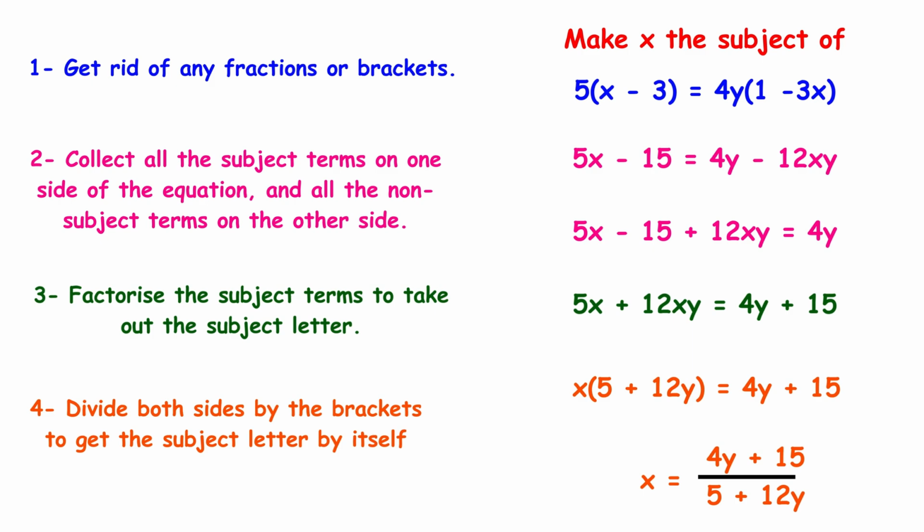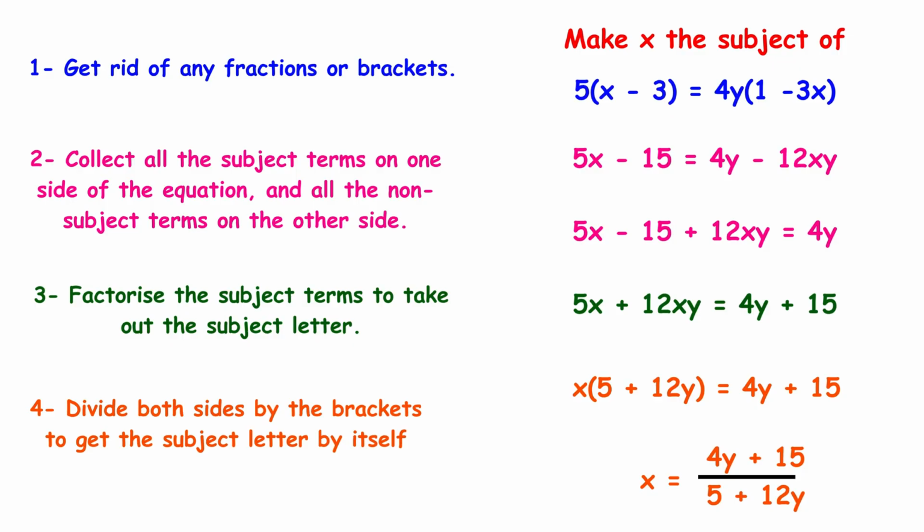Now that we have all the subject terms on one side and all the non-subject terms on the other side, we can move on to step 3, which is where we factorize the subject terms to take out the subject letter. So that just means factorize these two terms to take out the common factor of x, which would be x, and then in brackets 5 plus 12y, and that would still be equal to 4y plus 15. Then finally, the very last step that we have to do is to divide both sides by the bracket that we just formed to get the subject letter by itself.